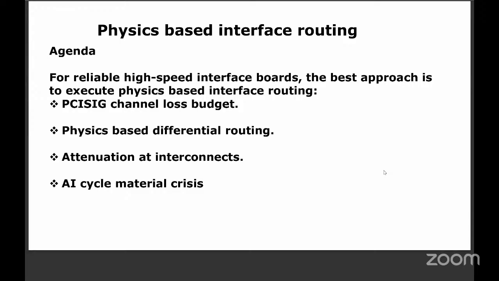We are also covering why attenuation is important, especially in traces which are quite long, especially in a backplane. And when we are doing these two things, we are taking some material properties into consideration. In spite of plugging in the material data, doing simulation and routing properly, there is what is called a material crisis induced by the AI cycle. So how AI and hyperscalers are controlling the market, it's not hypothetical, it is really happening. Let's go to the next page, please.